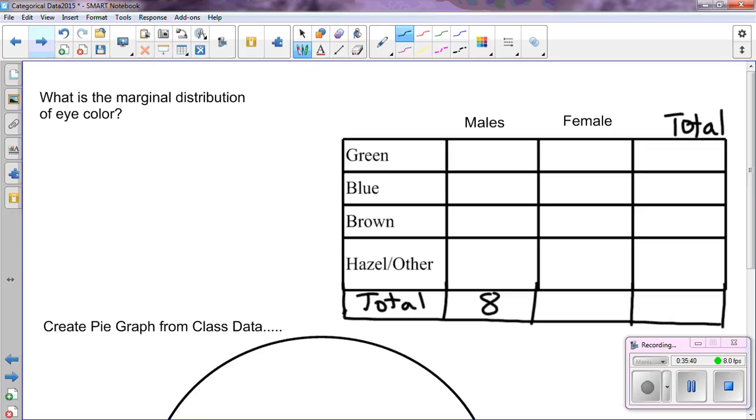1, 2, 3, 4, 5, 6, 7, 8, 9, 10, 11, 12, 13, 14, 15, 16, 17, 18 female. Oh, 19 including myself. 19 females. So we have 27 people in the class. That's our total. We now have to ask, according to my contingency table, the other variable. We had gender. What's the other variable that we're measuring here?